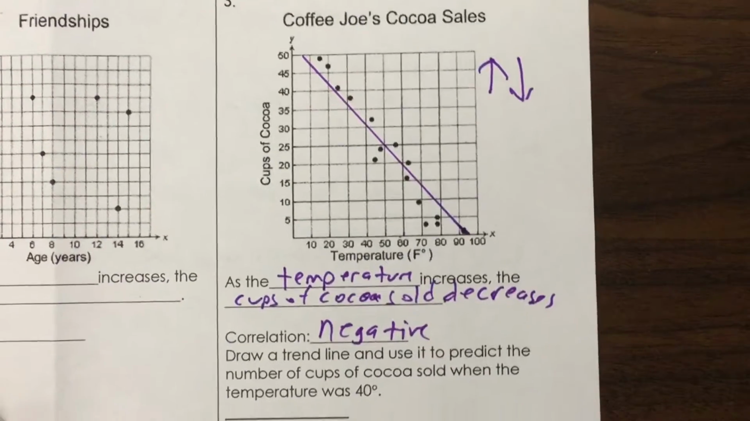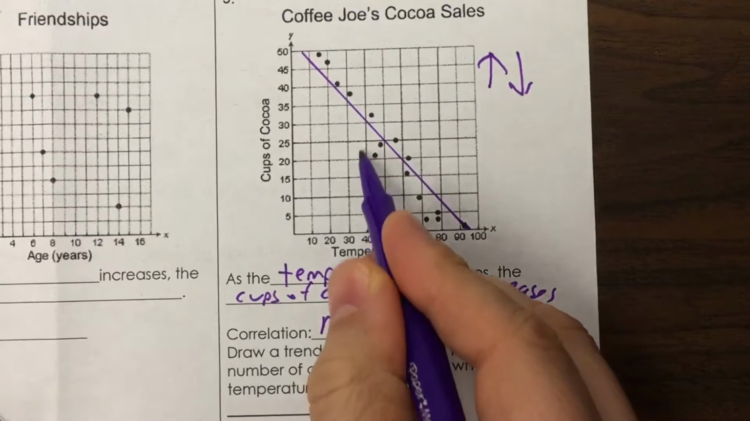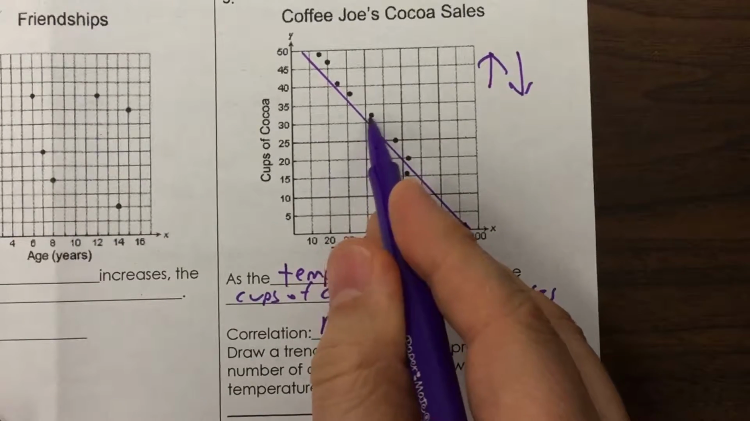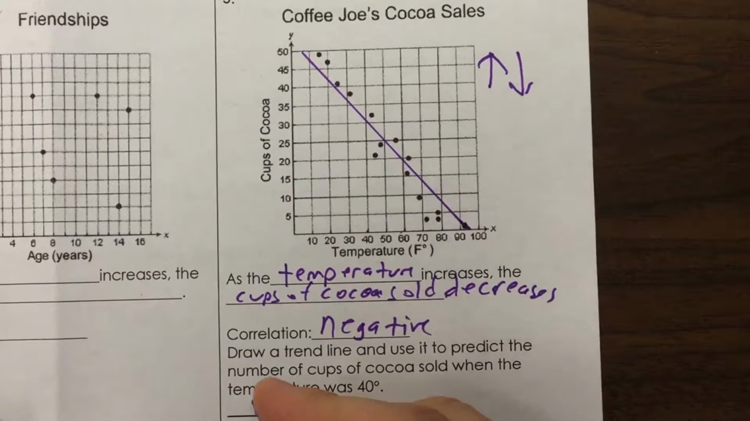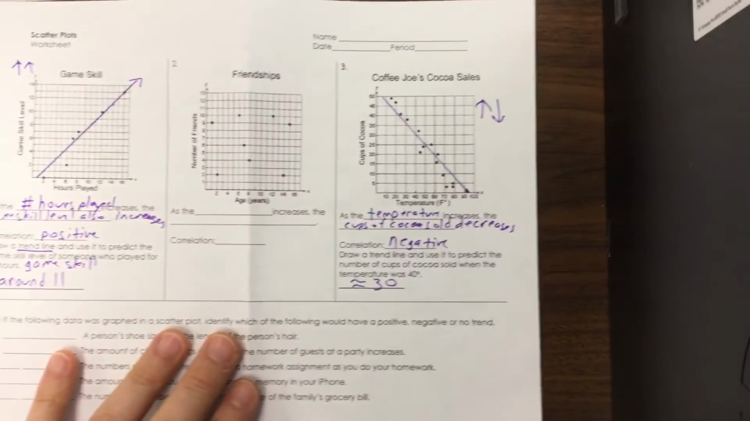Based on the trend line, if the temperature is 40 degrees, here it is, about how many cups of cocoa would I sell? Somewhere around 30 is my estimate. So I'm going to say approximately 30. It's not exact, but it's approximate. Okay, so that gives you some practice on that. You'll do the middle one on your own.